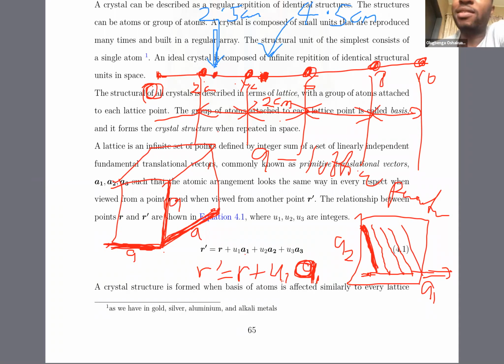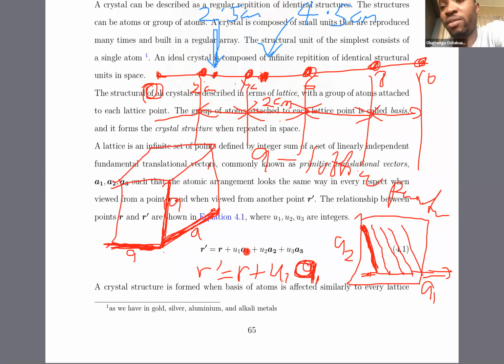Our ant initially started at this point R. It moved a certain length A to the right. Length A here, if you recall, is 2 centimeters. It traveled 2 centimeters to the right. On getting to this 4.5 centimeter mark, on turning around, everything it observed looked as if it was at this point. That is exactly what this equation is trying to tell us: that it moved exactly one integer of the lattice constant to the right.